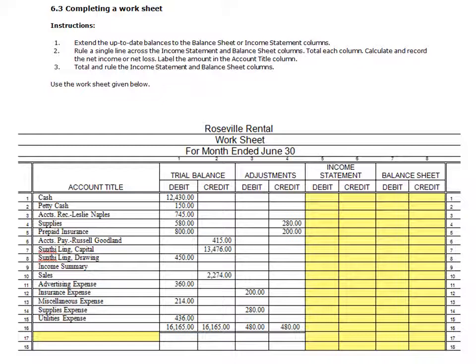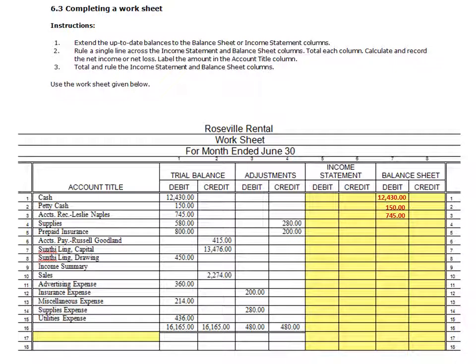So I'm going to take my trial balance of debit cash for $12,430. I'm going to put it in the balance sheet, debit $12,430. And all I'm doing is I'm transferring over. Be careful when you transfer it. Be careful that if it has a trial balance of a debit, make sure that it has the balance sheet of a debit. And vice versa with the credit as well. So $150 for petty cash, debit, $745 accounts receivable for Leslie Naples, debit.